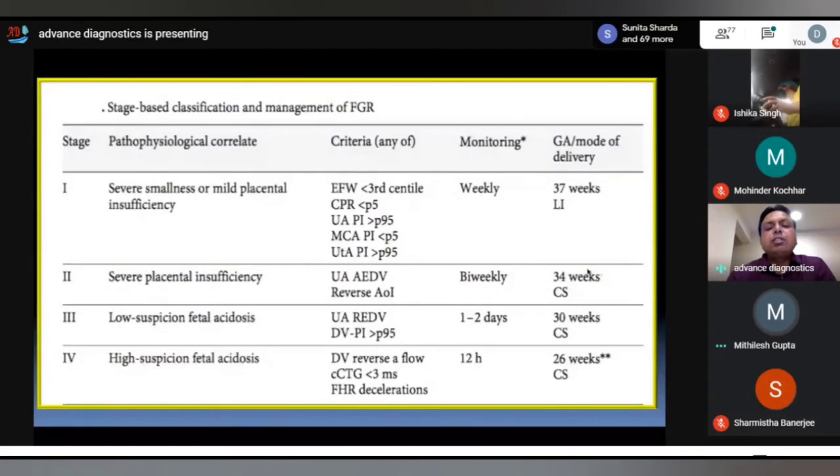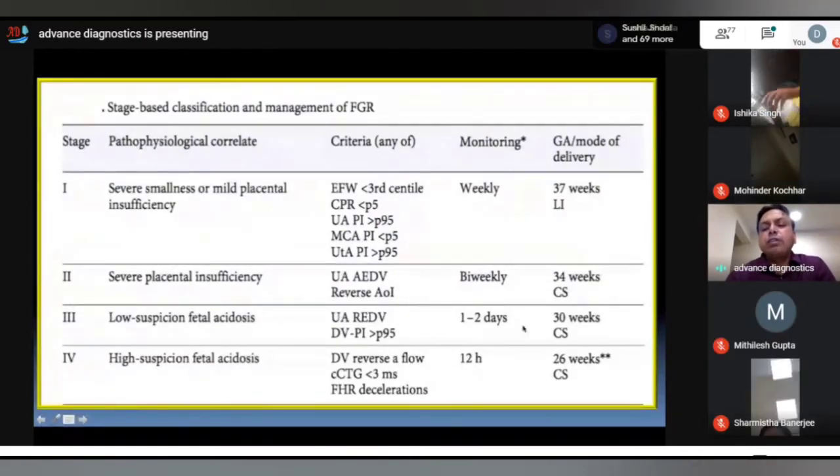And if it is stage 3, and if it is 30 weeks, then we should do the cesarean section straight away. And if it is not 30 weeks, then we should do the monitoring every 1 to 2 days. And if it is stage 4, and if it is 26 weeks even, then we should do the cesarean section. And if it is not even 26 weeks, then we should do the 12-hour monitoring.